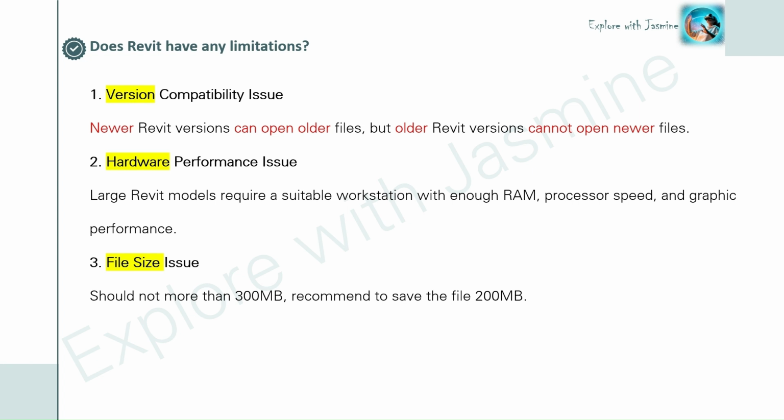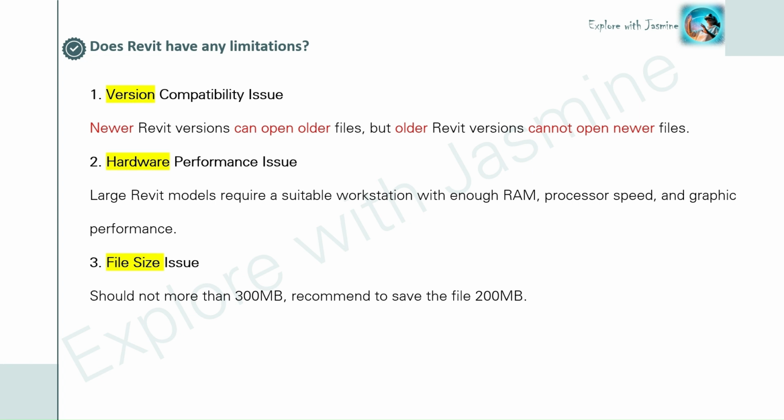So the project team should agree on the Revit versions before modeling starts. Second is the hardware issue. Revit needs proper workstations, especially for large BIM models. If the computer does not have enough RAM, processor power, or graphics performance, the model may become slow.